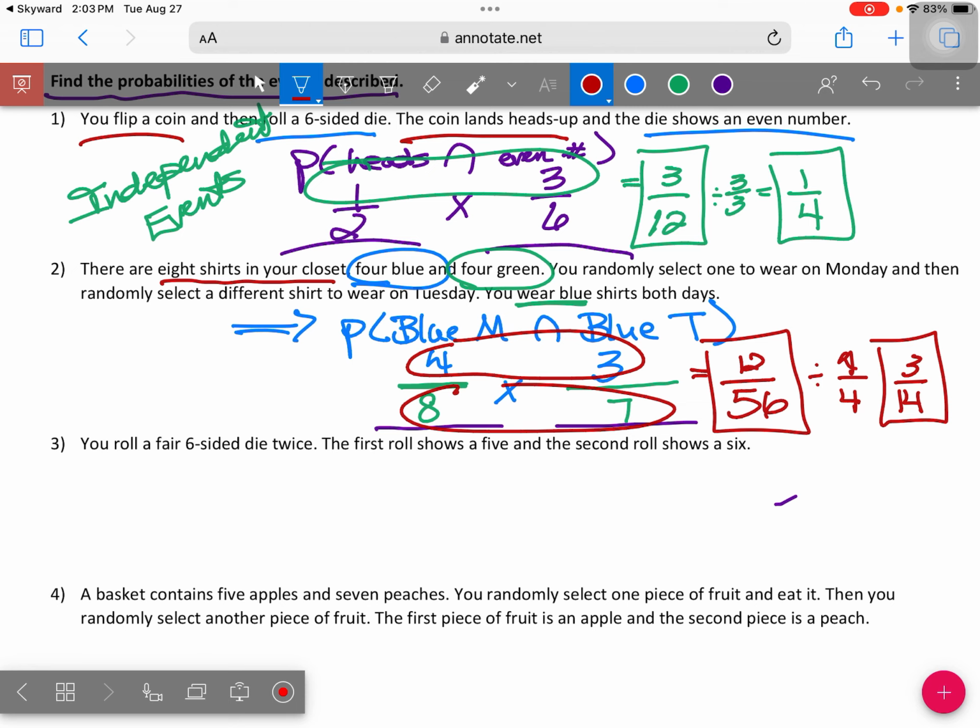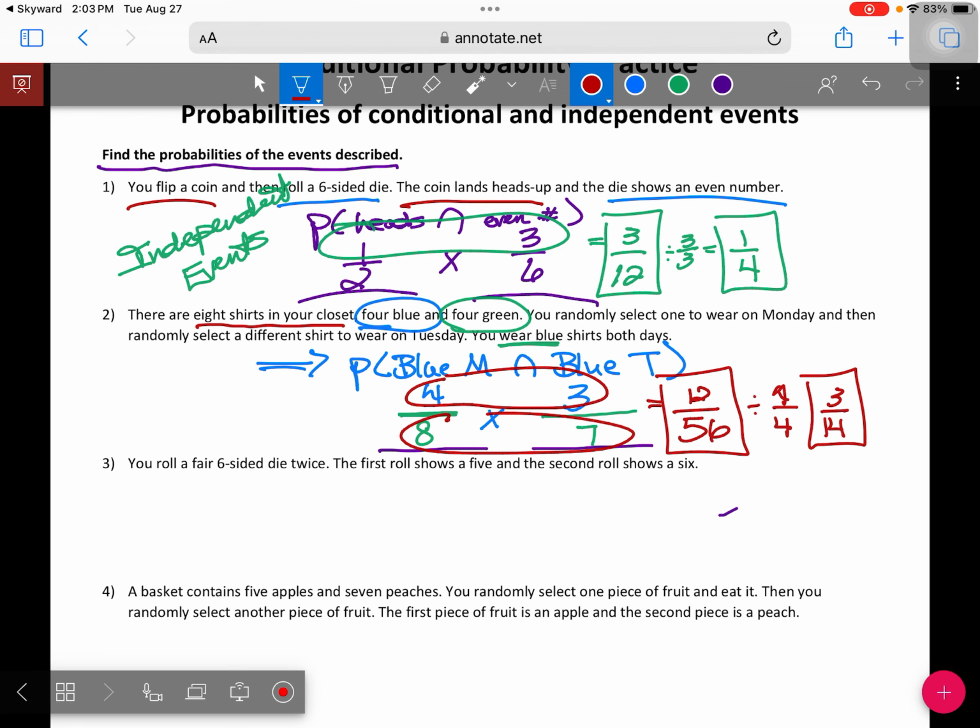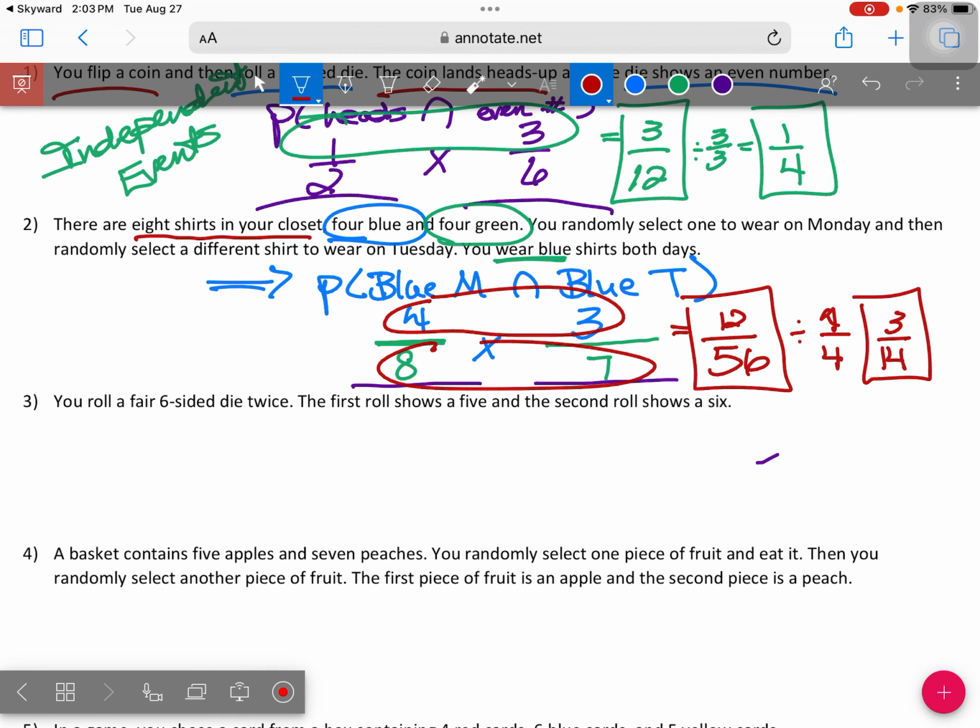Any questions on 1 or 2? Now, it says probabilities of conditional and independent. Are these independent events? No, because what you chose on the first one and wore affected the other one. So this is conditional. Conditional. Okay? And dependent. And dependent, not independent, dependent.